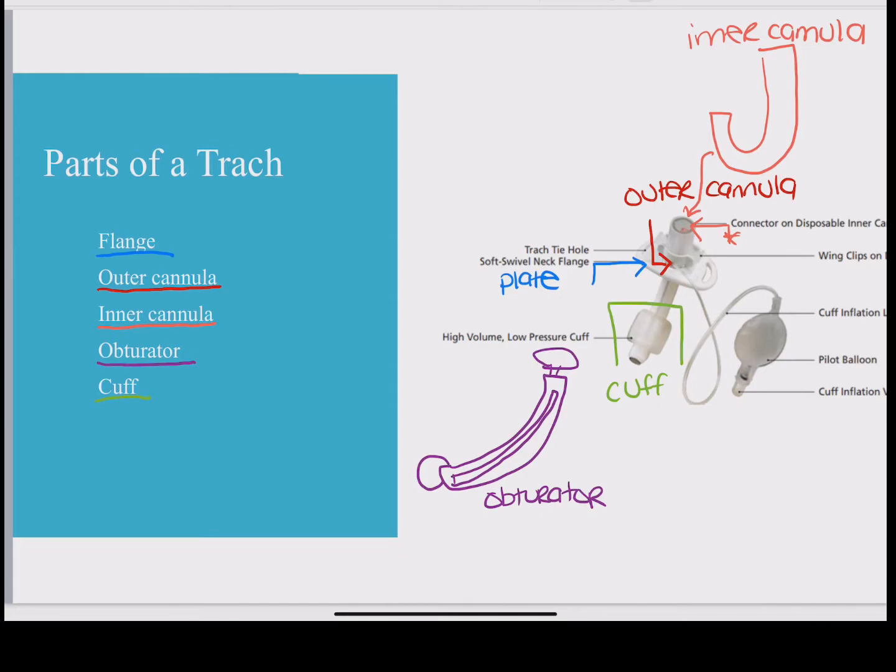There are other two parts that I like to point out, and that's the pilot balloon. The pilot balloon is a port attached to the tubing that inflates the cuff at the base of the tracheostomy tube to hold it in place within the trachea. The balloon inflates along with the cuff, and it serves as an indication of how much air pressure is in the cuff.